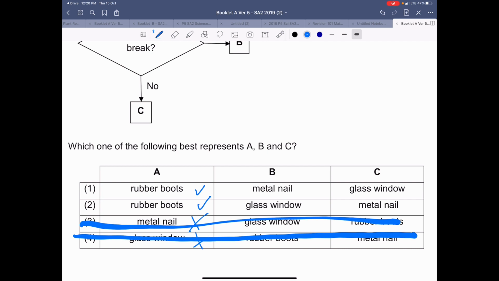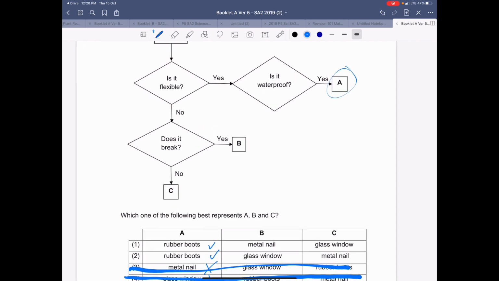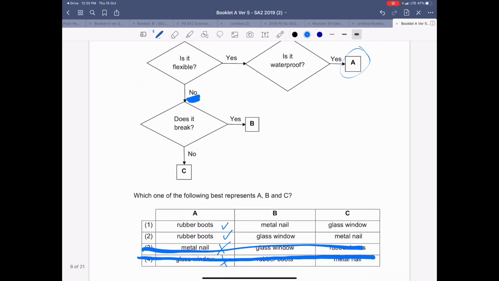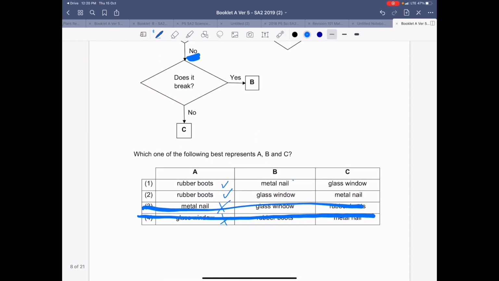Continue. Now I look at option 1, column B. Now they tell me that B is not flexible and it breaks. Now, does your metal nail break? No. So that leaves me with option 2.